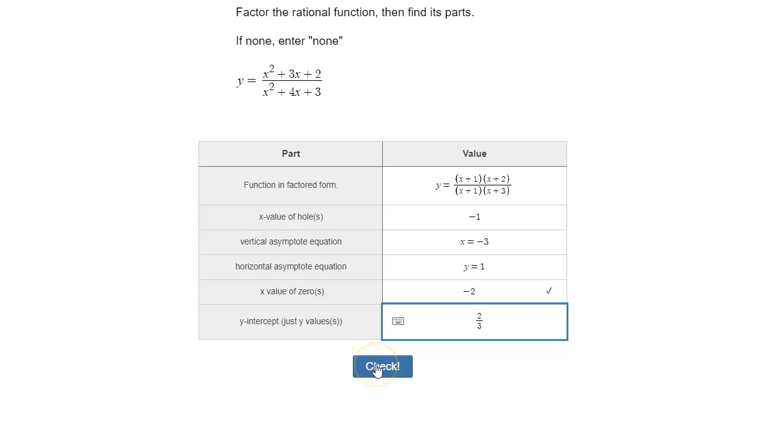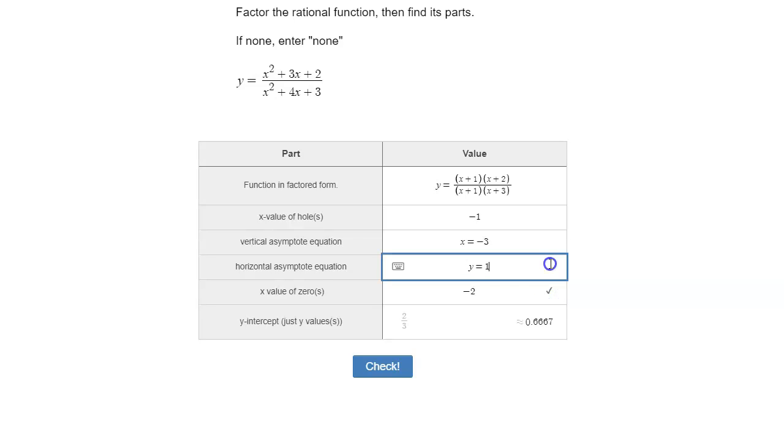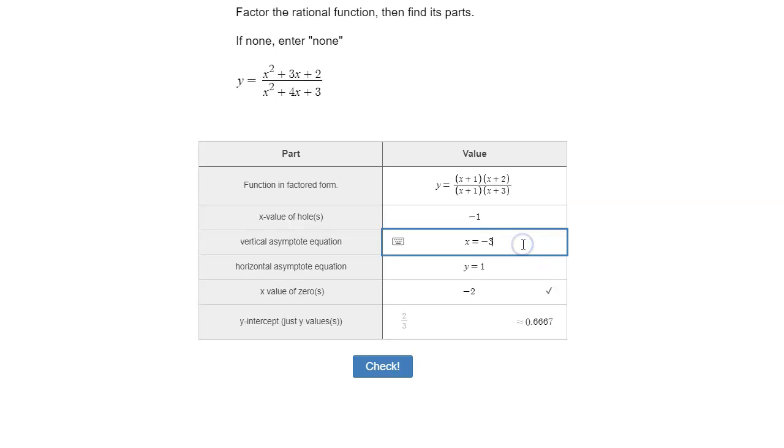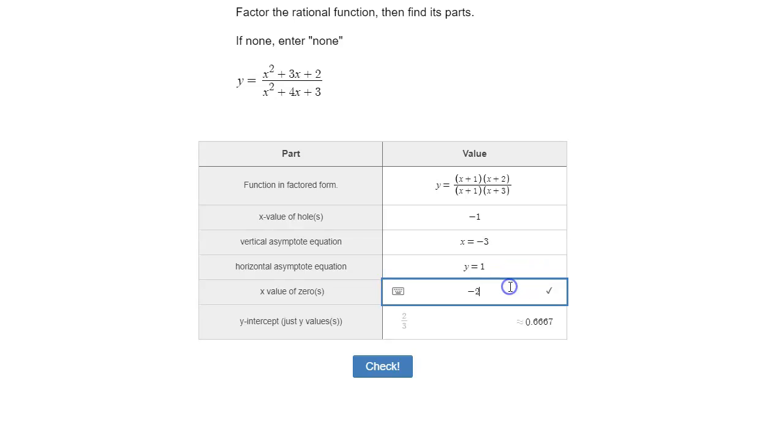Okay, so now you can check it by clicking check, and everywhere you get it correct, you'll get a little check mark, and you can update your answer until you get it correct. So let's quickly review that. So what we have is, first, we write the function in factored form, do not simplify it, okay? Then you write the x value of the holes, but only the x value, not the point. Vertical and horizontal asymptotes, write the equation, x equals and y equals. And then you write the x value of the zero and the y value of the y-intercept, not the points.